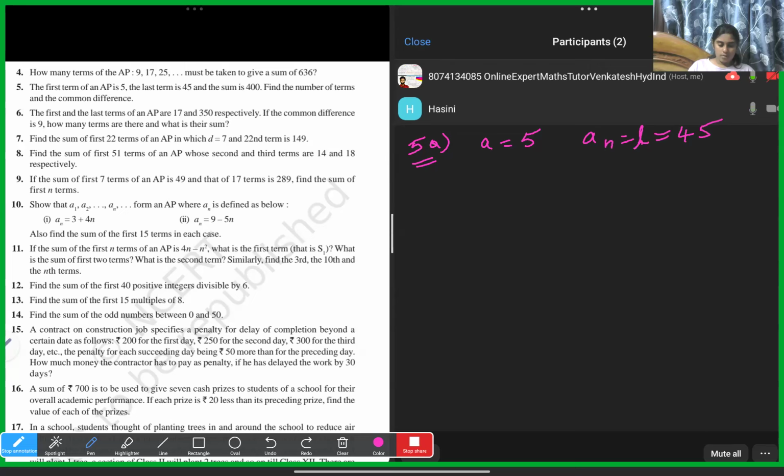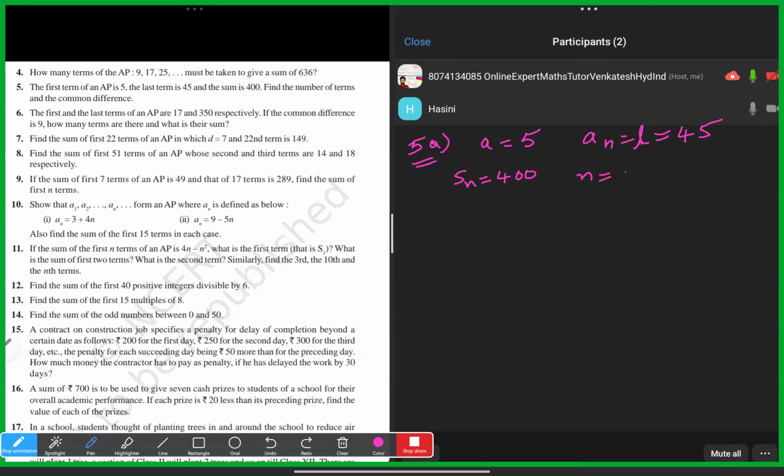We don't know n, but clearly the last term we can treat as an or l, Hasni. So some number of terms are there. The sum is also given as 400. Okay, sir. Sn is given as 400. Find the number of terms and common difference. They are asking n and d.